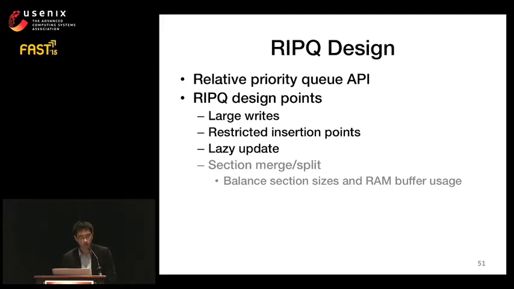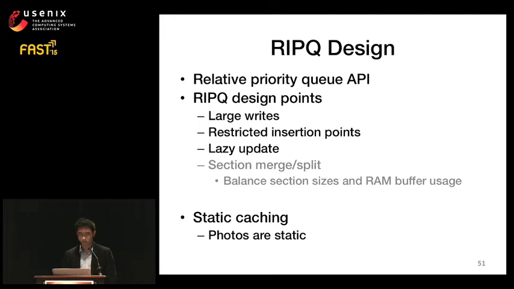So now we have looked at the interface and the key design points of RIPQ. One thing I haven't covered is the section merge and split mechanism. RIPQ does section merge and split similar to how a B-tree does node merge and split, in order to balance the section sizes and also the total number of sections, or the RAM buffer usage. Currently RIPQ only supports static caching, so you cannot delete or modify an object after it is inserted to the cache. This is fine for our workloads because photos are static. And we are looking at non-static caching as our future work.